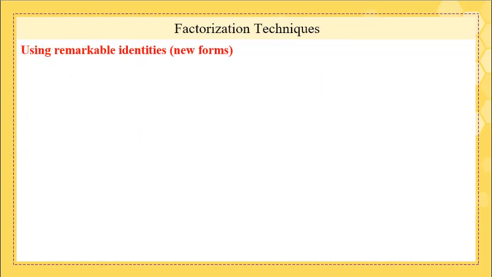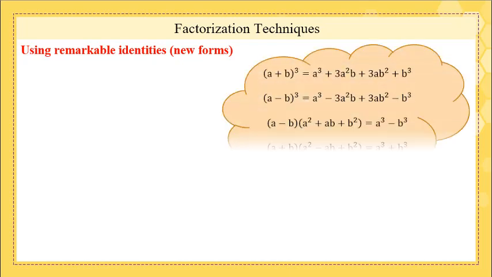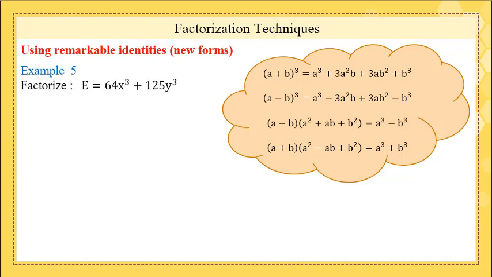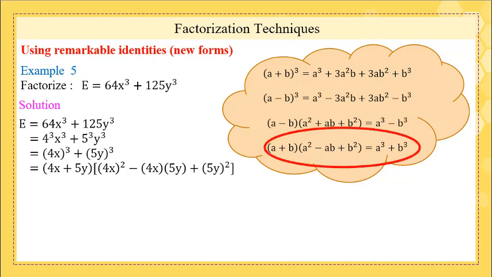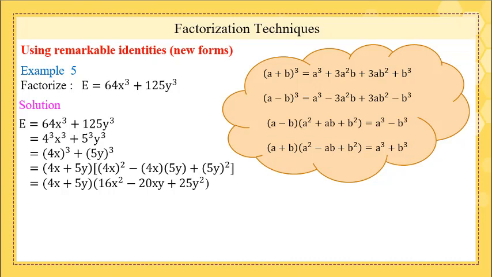Let's start using remarkable identities, but new forms. We have 4 new forms of remarkable identities. Let's take an example. Factorize E. First of all, we write instead of 64, 4 to the power 3, and instead of 125, we write 5 to the power 3. Then we write (4x) all cubed plus (5y) all cubed. Then we write, according to the expression a cubed plus b cubed, the factorized form of this expression, and we get this factorized form of E.